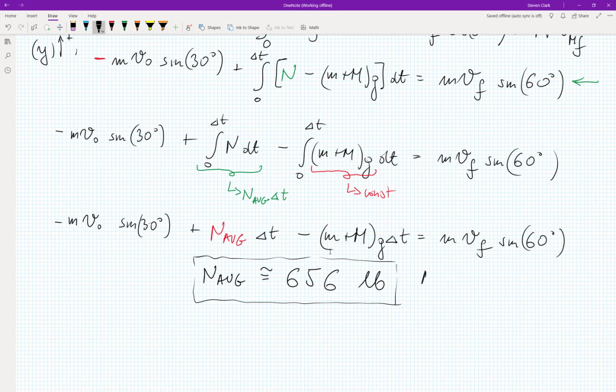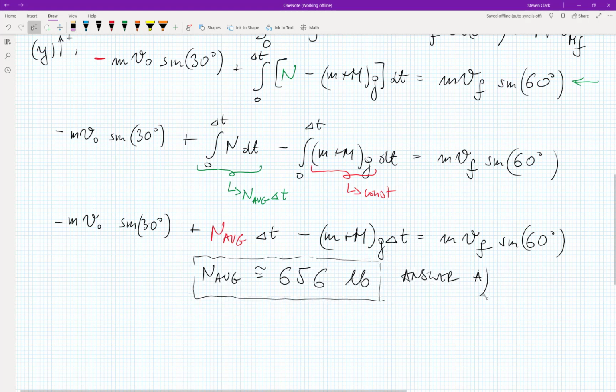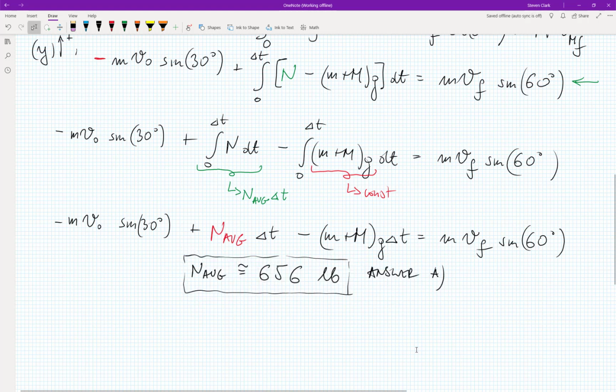This is answer A. So this is the average normal force acting on the system during that impact. Any questions? I don't see any, so let's do part B.